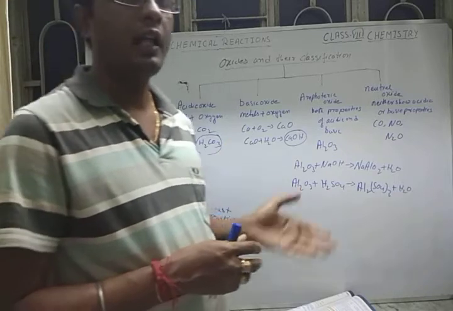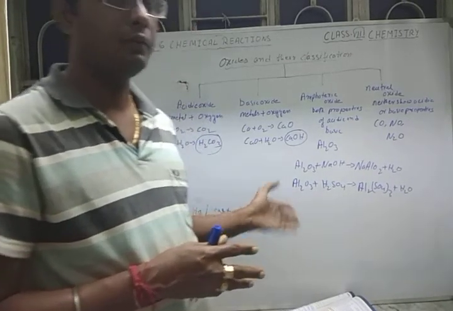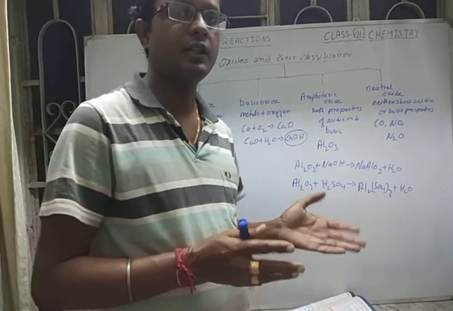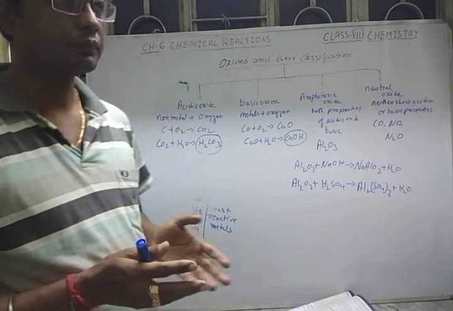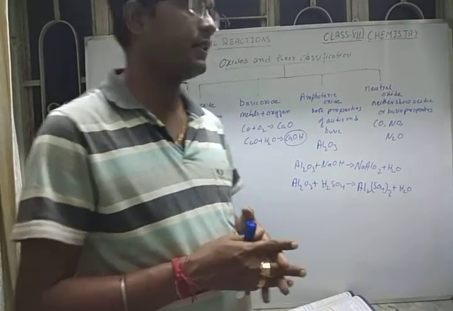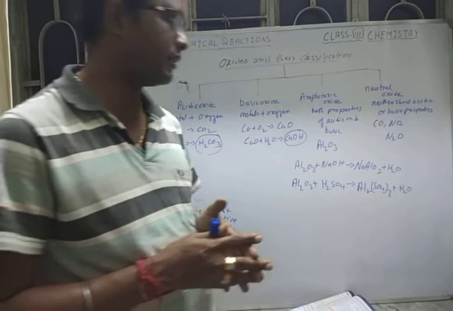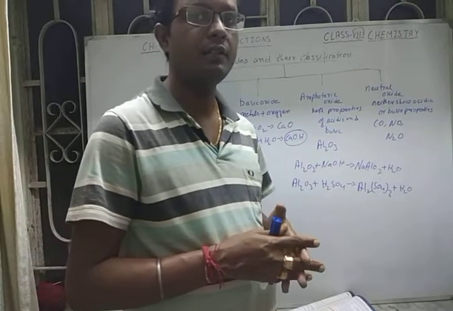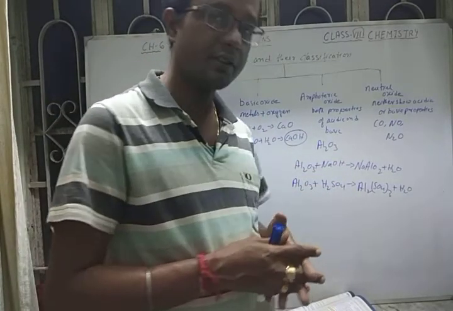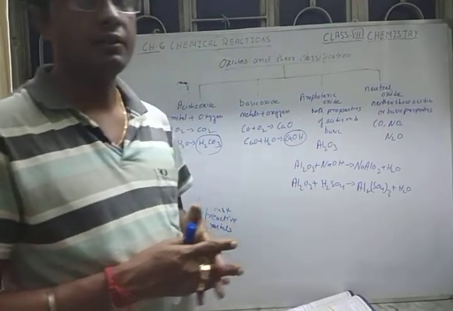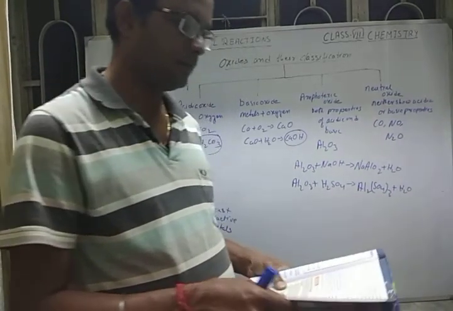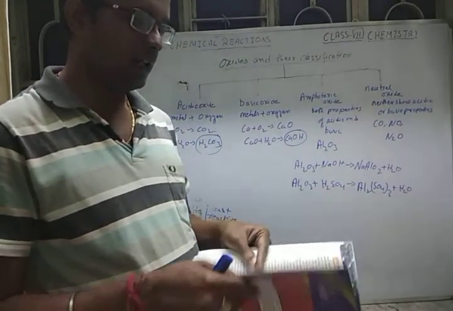For example, dialuminium trioxide. And next is the neutral oxide. Neutral oxide means the oxides which neither react with acids nor bases. They show neutral characteristics. For example, carbon monoxide, nitric oxide, and then nitrous oxide. Okay, so these are the few things which I have discussed today.